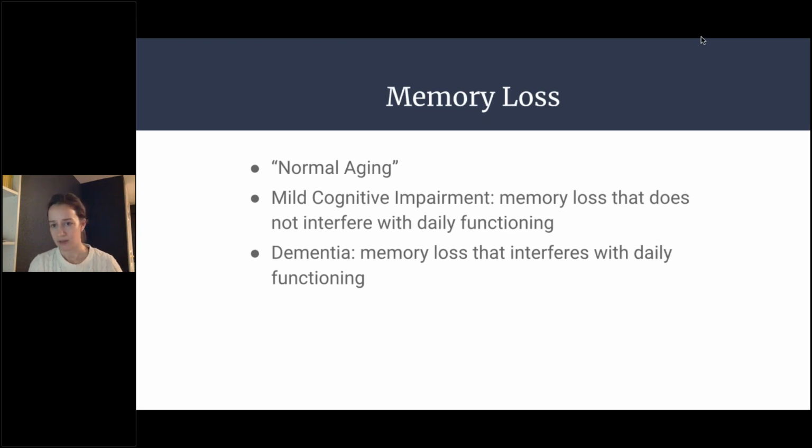The third category that we would group memory loss into is dementia, and that's a step above mild cognitive impairment. These patients would have memory trouble that we can see on a screening test, and the degree of their memory loss affects their daily functioning so that they can't do the things that they need to do to take care of themselves.